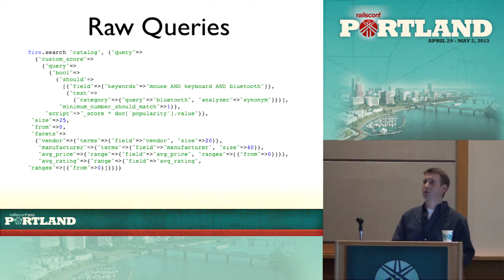Elasticsearch deals with JSON documents both for its query interface and actually its document store. So what this is going to do is convert the hash that you passed in into a JSON document and pass that to the query endpoint on Elasticsearch.